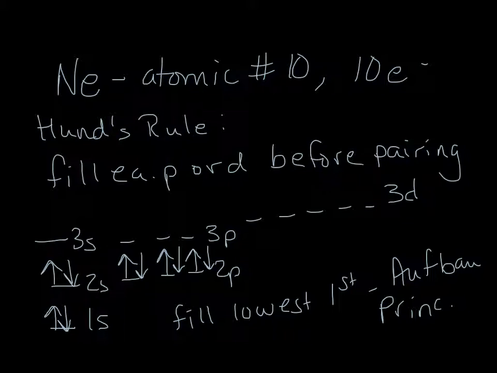The electron configuration for neon would look like this: 1s2, 2s2, 2p6. You'll notice all of my exponents add up to the number of electrons in the atom, which in this case is 10. 2 plus 2 plus 6 is 10.